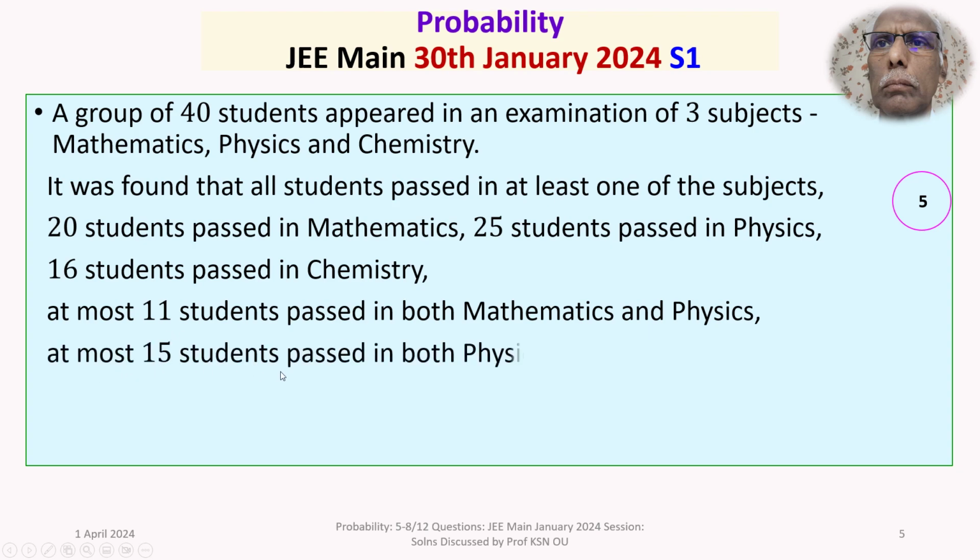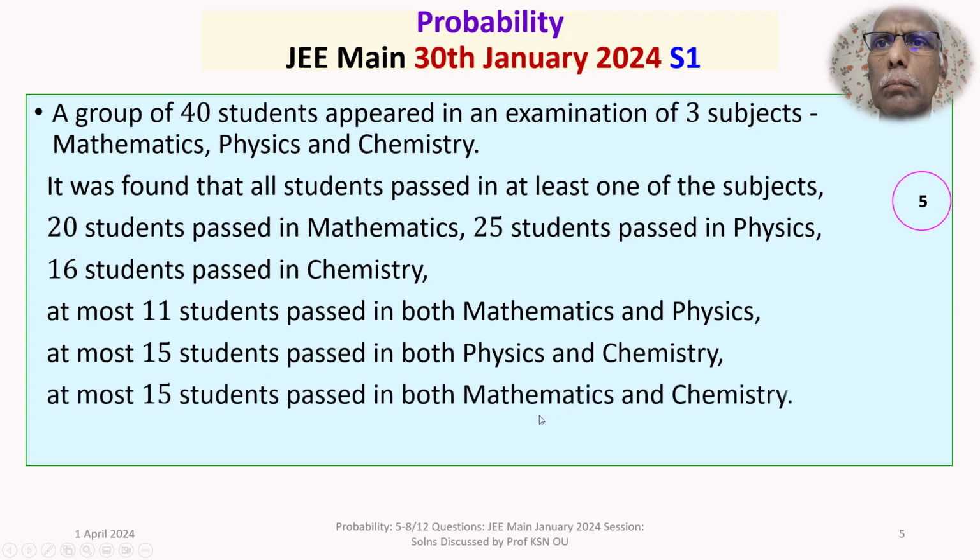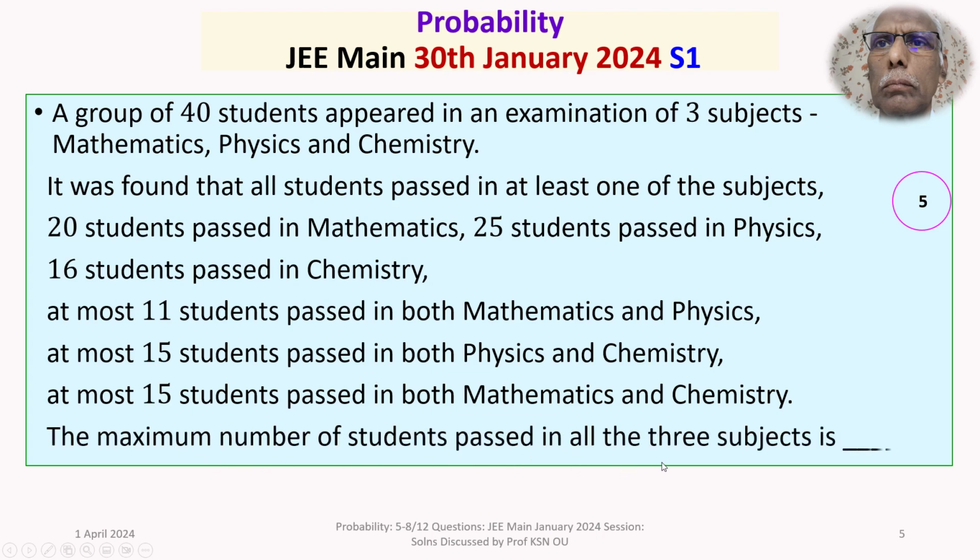And at most 15 students passed in both physics and chemistry. That is n of P intersection C is less than or equal to 15. And it is also given n of M intersection C is less than or equal to 15. And you are asked to find the maximum number of students passed in all the 3 subjects. That means you have to find out the maximum of n of M intersection P intersection C. So that is the question.